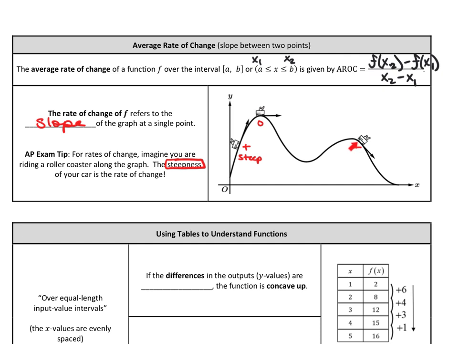So the absolute value would not be as big as this one. This one would be less no matter what because it's negative. This one would be greater no matter what because it's positive. This one's just 0 because it's flat. Slope of a flat line is 0.